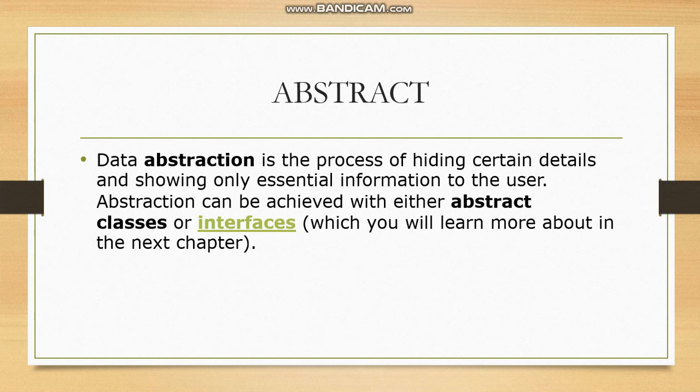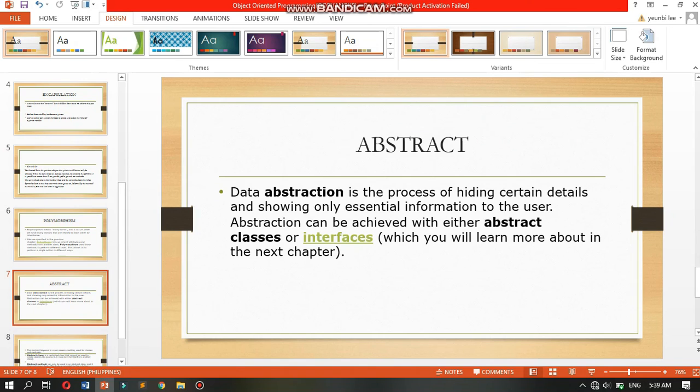The abstract keyword is a non-access modifier used for classes and methods. An abstract class is a restricted class that cannot be used to create objects. To access it, it must be inherited from another class.